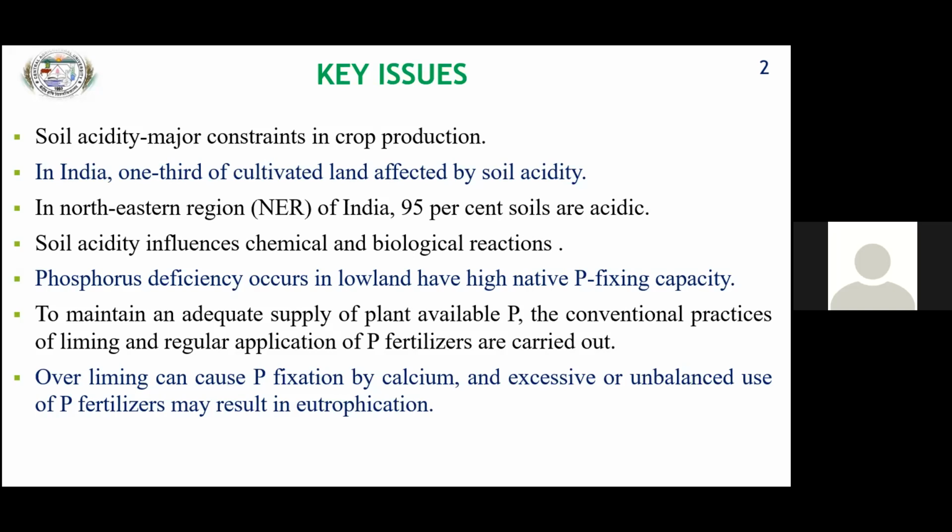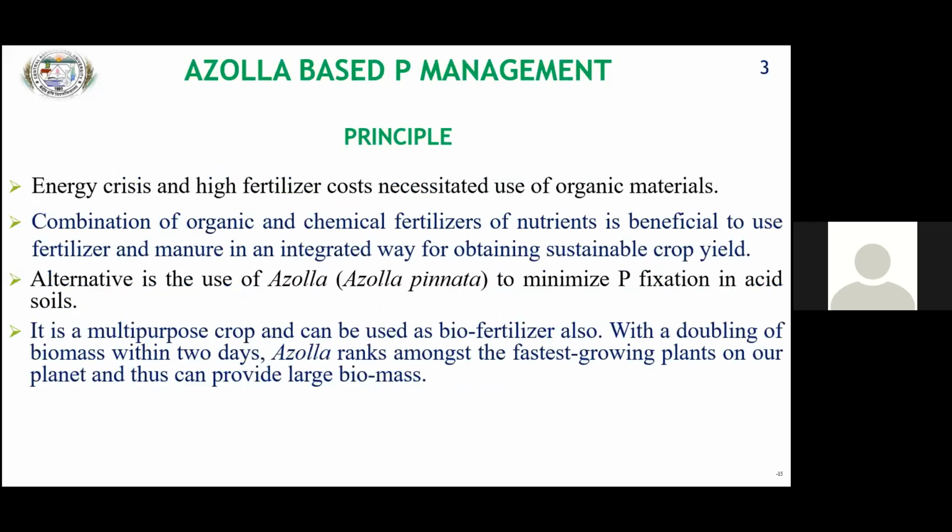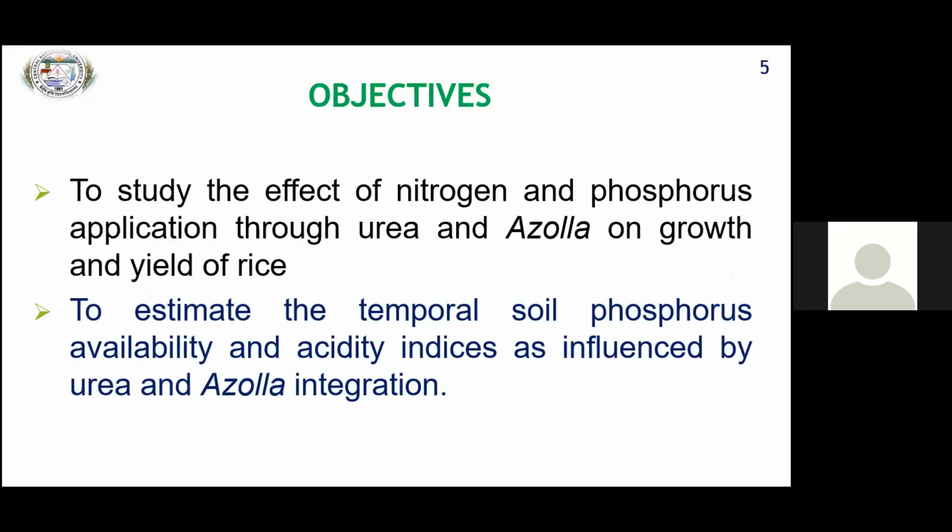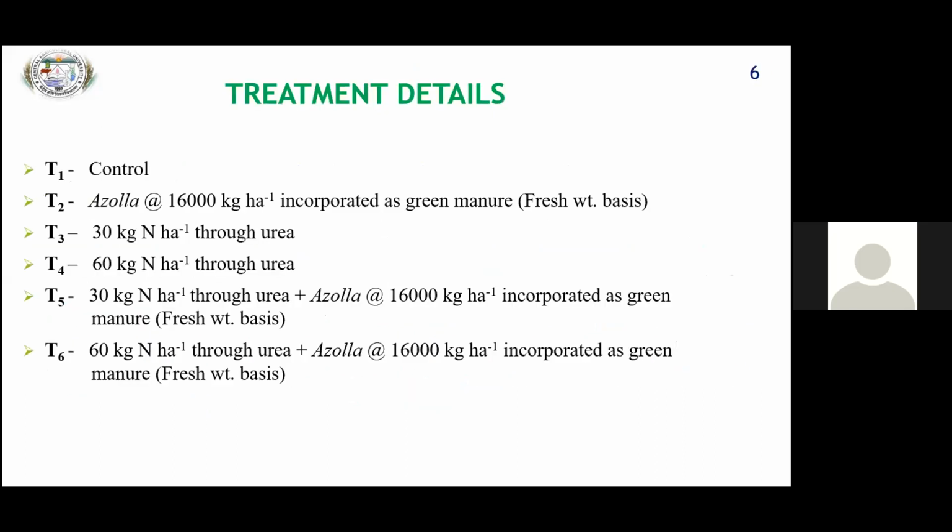In soil acidity, there are several indices which are used to correct the soil acidity for maximizing crop yield. These indices include pH, acidity saturations, and a lot more. So keeping this in consideration, I determined two objectives mainly: to study the effect of nitrogen and phosphorus through urea on the yield of rice and also on the soil acidity indices. I formulated 6 treatments with soil application of urea and the rest of the treatments with Azolla.